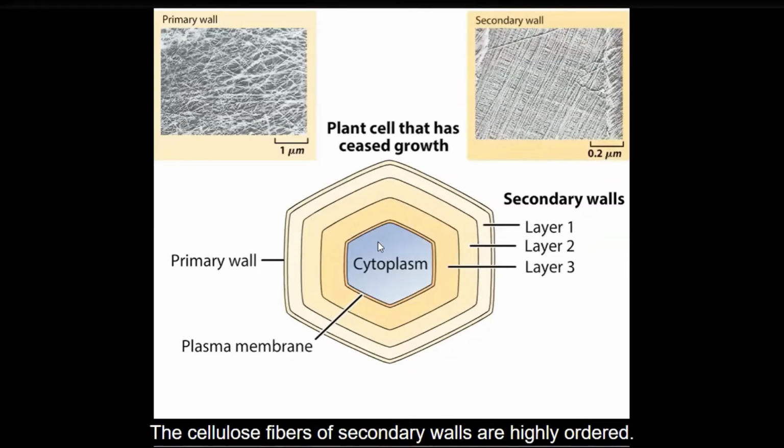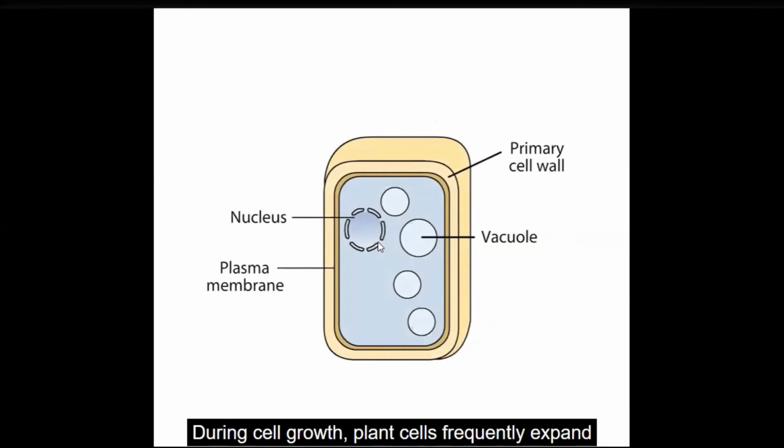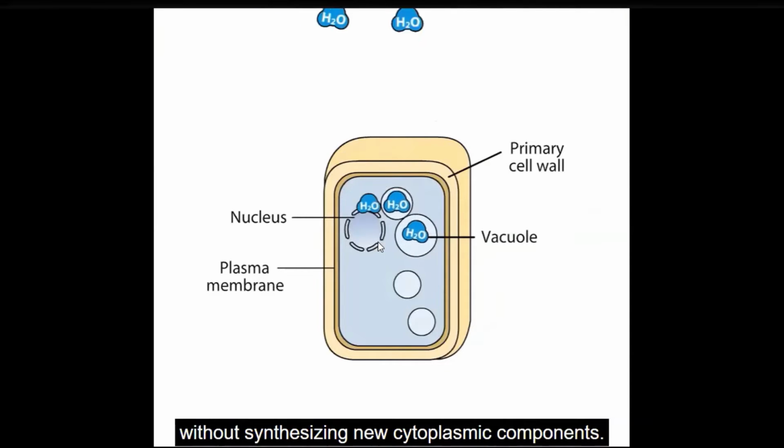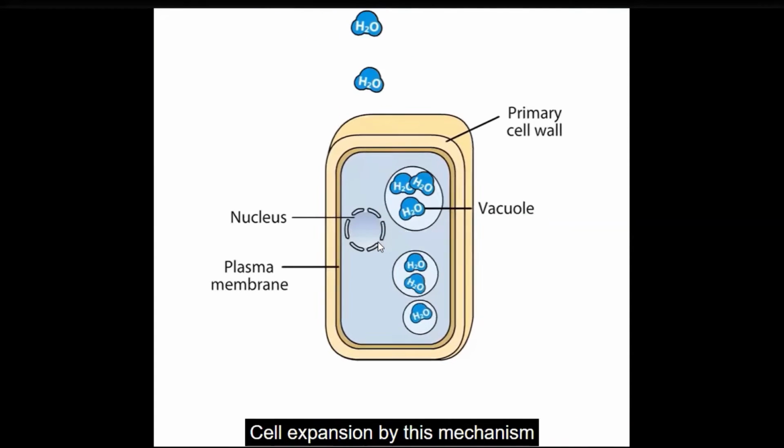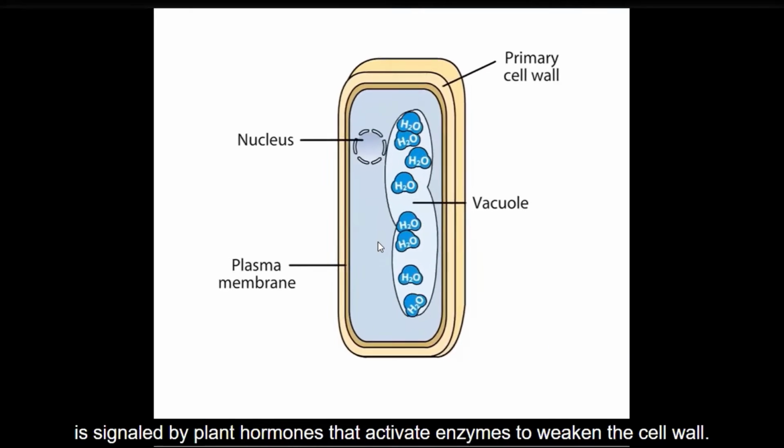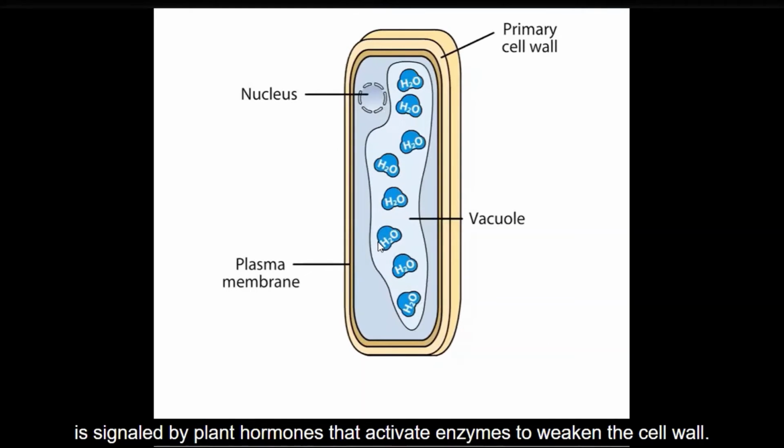The cellulose fibers of secondary walls are highly ordered. The cellulose fibers of each layer differ in orientation, forming a laminated structure that greatly increases cell wall strength. During cell growth, plant cells frequently expand by taking up water into a large central vacuole without synthesizing new cytoplasmic components. Cell expansion by this mechanism is signaled by plant hormones that activate enzymes to weaken the cell wall.